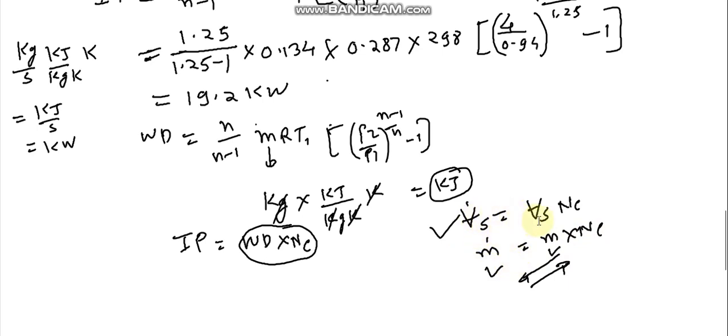Similarly for V dot S: if you know V dot S in meter cube per second, divided by NC, we will get VS in meter cube. If you know VS in meter cube and have to find V dot S in meter cube per second, multiply VS by NC, so we will get V dot S. This is the conversion: V dot is equal to VS into NC, m dot equal to m into NC, or indicated power equal to work done into NC. Okay, these are the conversions.